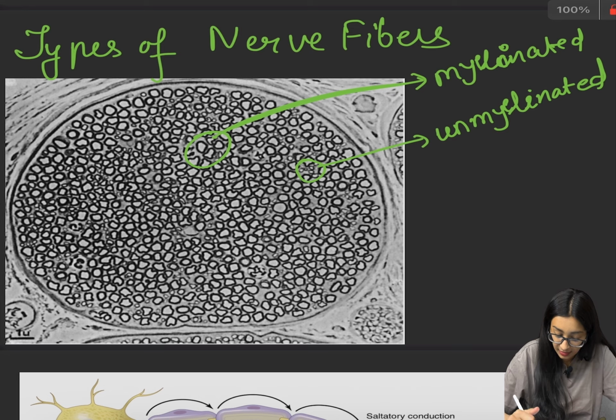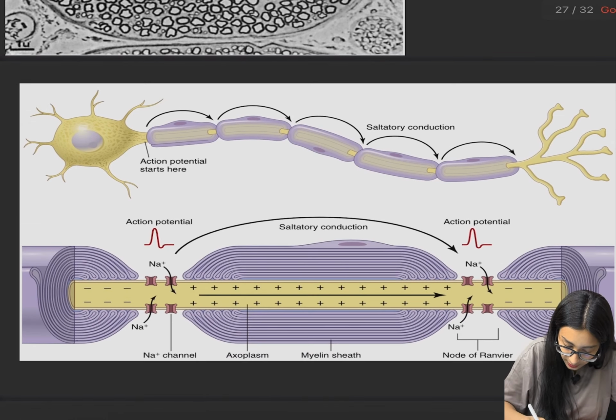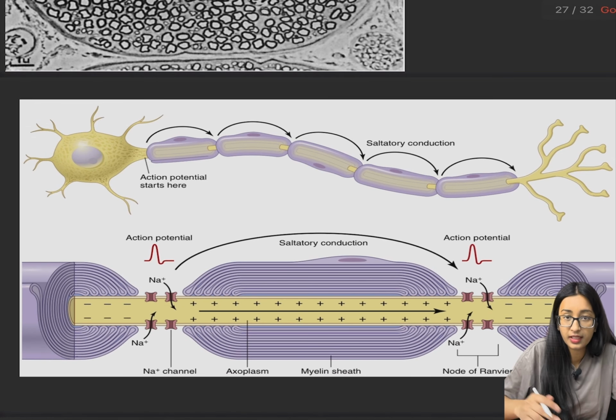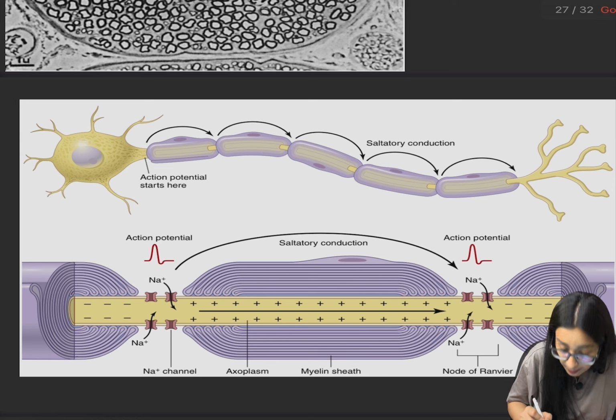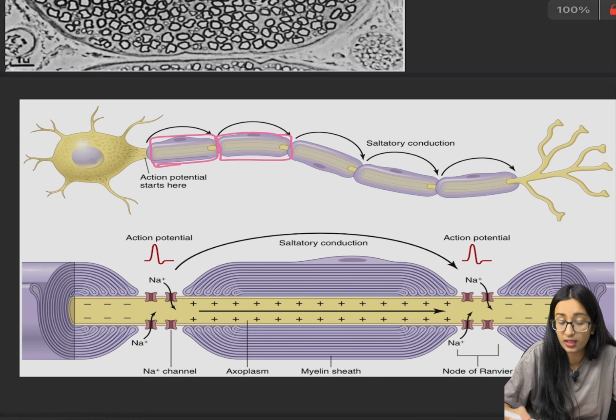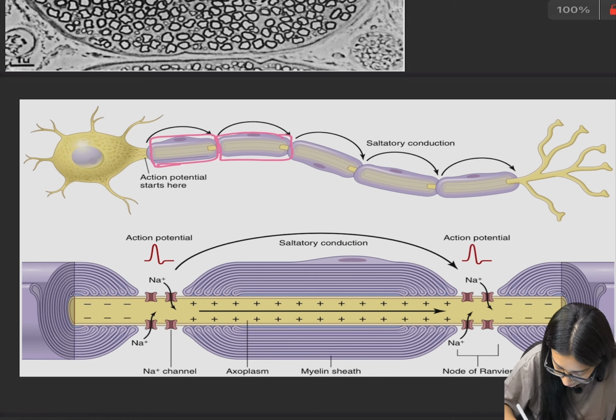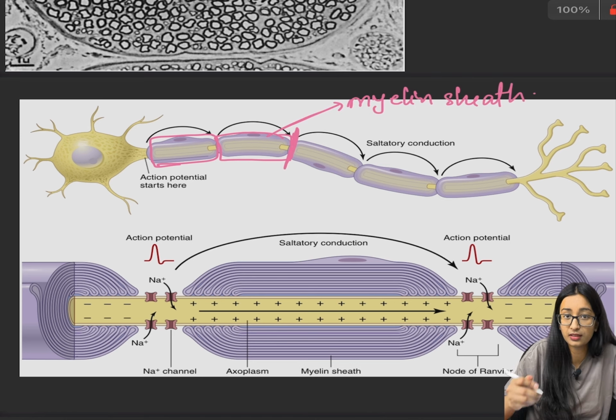So we need to understand the structure of these, because in the myelinated form, there is what is called the myelin sheath. This is the myelin sheath, and over here there will be a space present, that is the nodes of Ranvier.